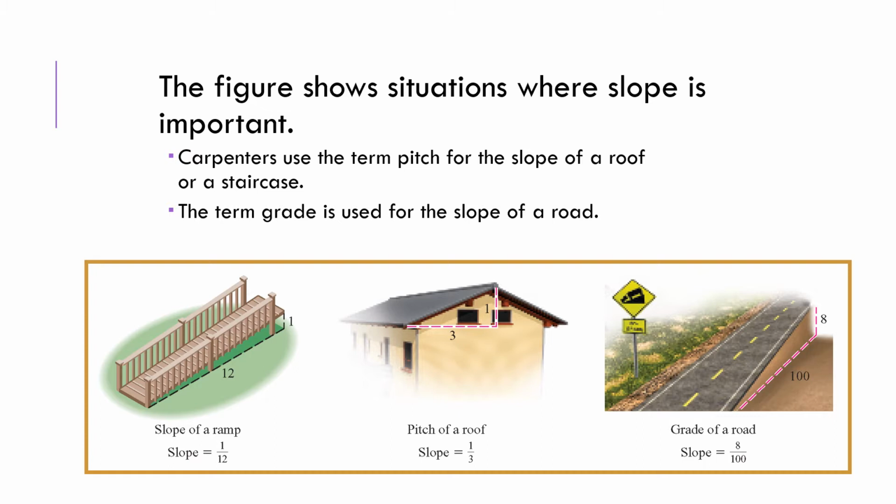Carpenters will do a roof or a staircase, and that is determined by the pitch, which is the slope. A grade, when you're driving through the mountains, will say a grade of 8% or whatever, and that is calculated by the slope of the road.